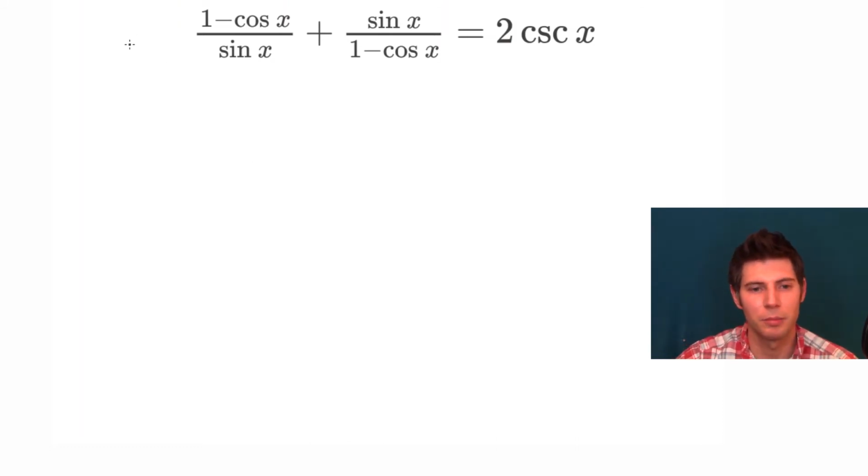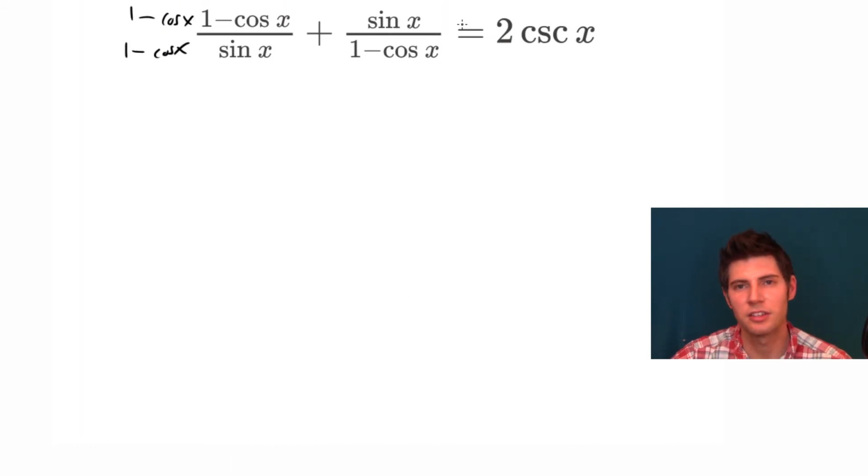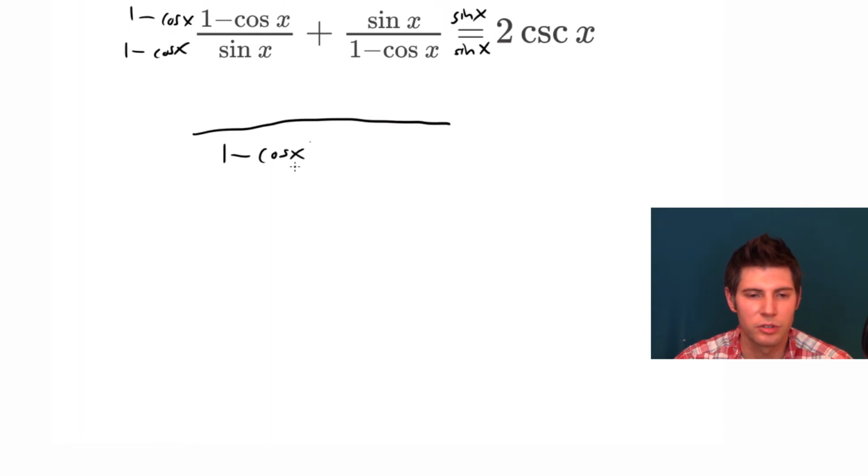So we're going to multiply top and bottom of this left side by 1 minus cosine x. And on this side, we're going to multiply top and bottom by sine x. So it's going to be 1 minus cosine x times sine x. This we can multiply out. So 1 times 1 is 1.